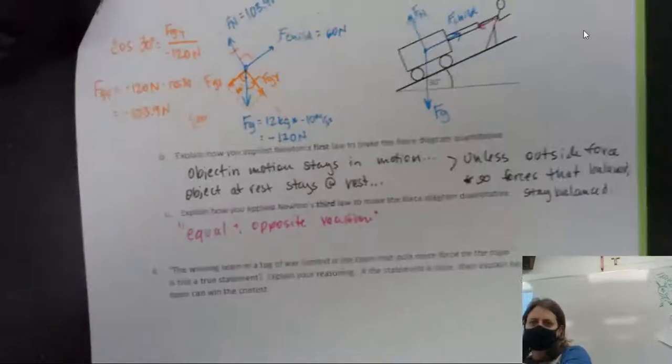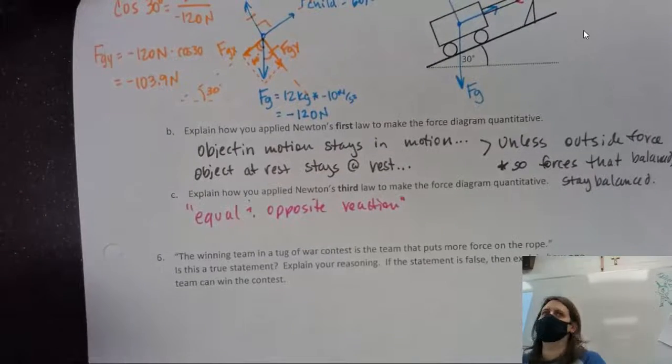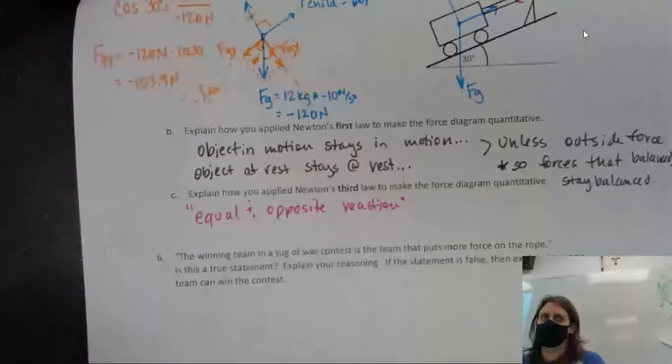The winning team in a tug of war contest is the team that puts more force on the rope. Is that true? Have you guys ever been in a tug of war? What do you look for in your tug of war teammates? It's related to that shoe lab, by the way. What do you look for?